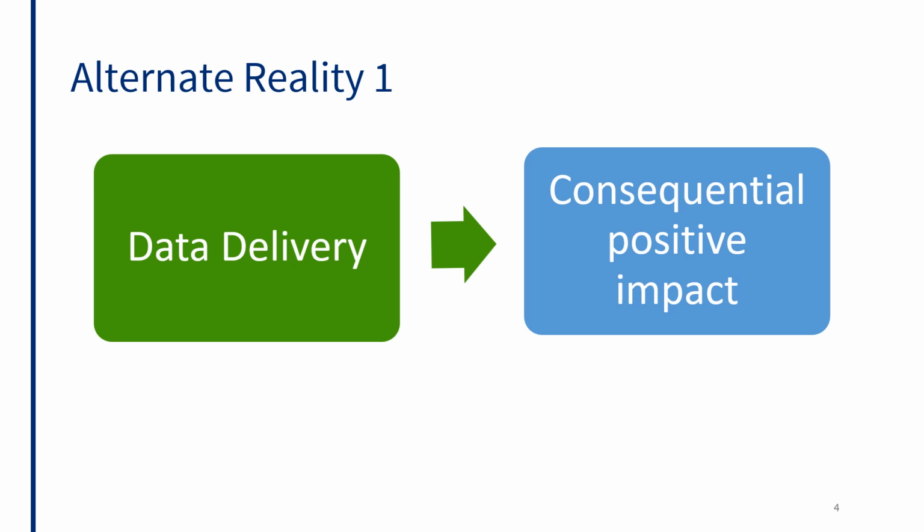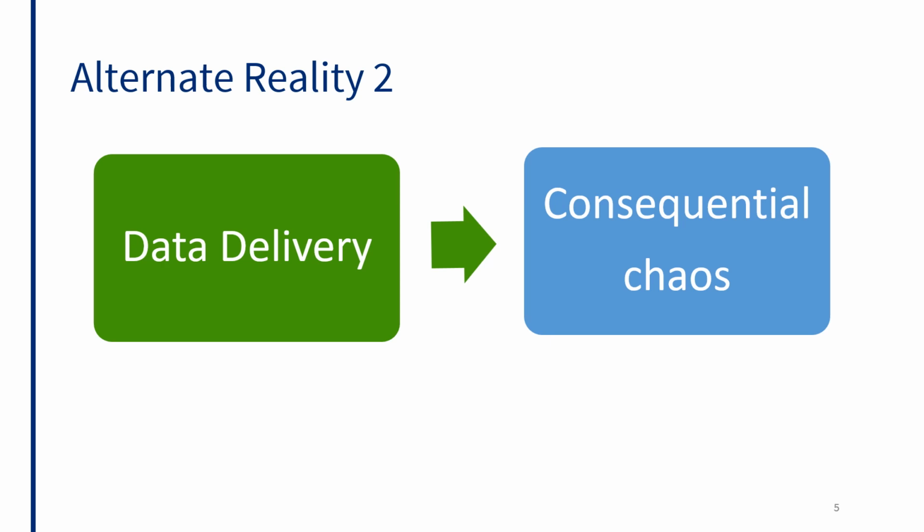How we choose to deliver bee data can thus have consequential positive impact on our stakeholders, including the land managers and policymakers. Alternatively, it can also lead to consequential chaos and redundancy in research.